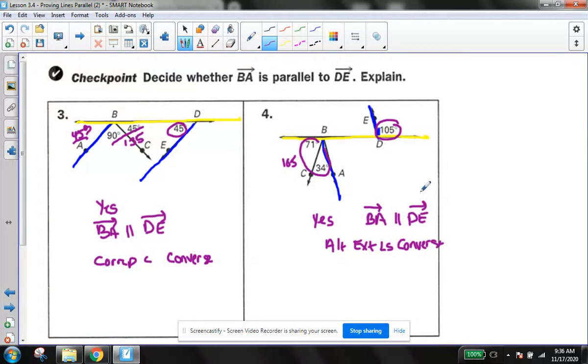So the idea in this lesson, guys, is we're now doing the flip-flop. So now we have either the angles are congruent or they are adding up to 180 degrees to then prove that lines are parallel with one another.